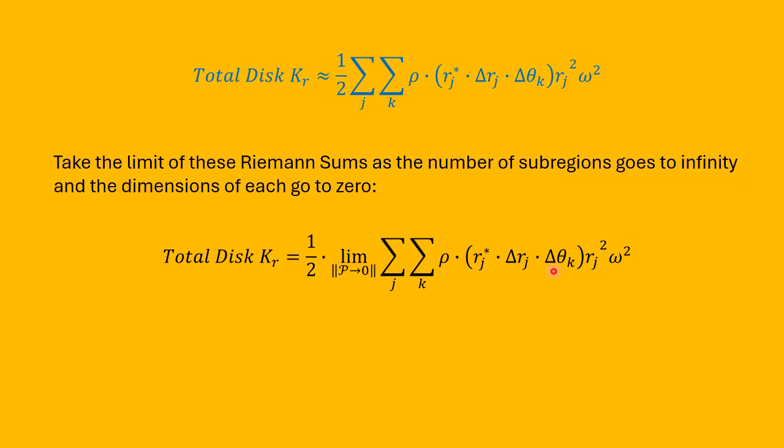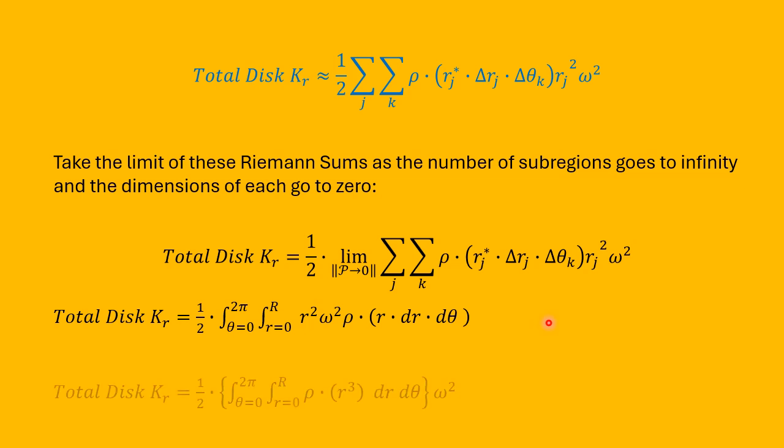Well, this is a Riemann sum for a double integral. And the double integral is this one. The total disk kinetic energy of rotation is 1/2 the integral from theta equals 0 to 2 pi, r equals 0 to capital R, of what we have here. We have an r squared right here, omega squared right here, rho the mass density here, and we also have r dr d theta over here.